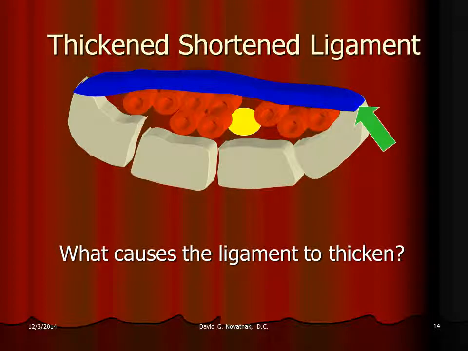Another fairly common problem we see are thickened, shortened ligaments. In this case, the transverse carpal ligament gets very thick. As it thickens, it crowds out the muscle tendons and again puts pressure upon the nerve. In this case, we have to stretch out this shortened ligament. This is one of the most common problems that we see.